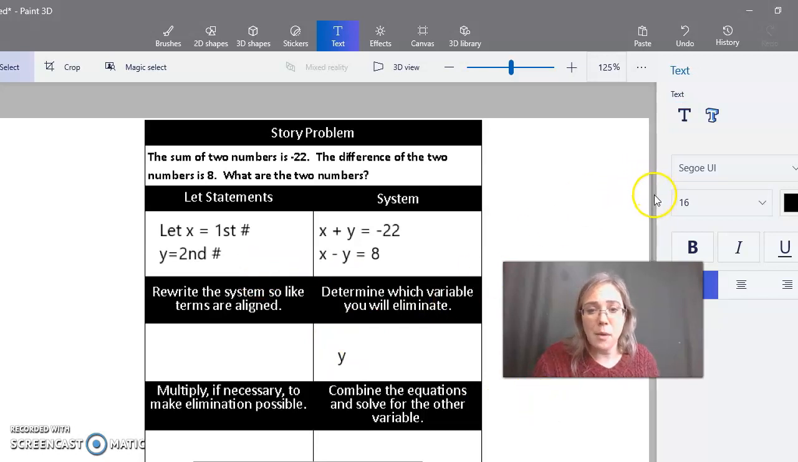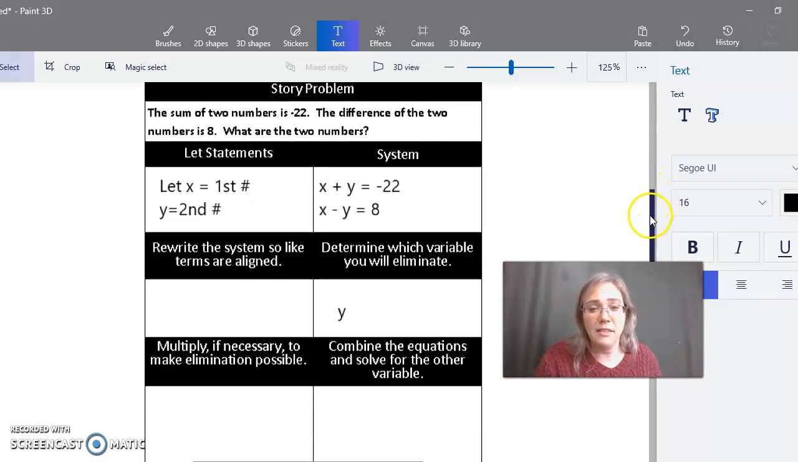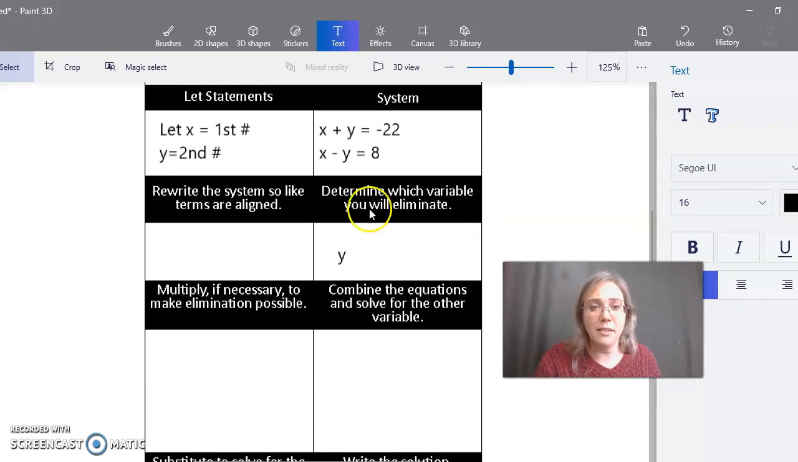For this next step, if we were doing x, let's say I decided to choose x here, I would have to multiply one of these all the way through by a negative so that one of these would be negative x. In this case, I don't have to do this. We'll see an example where we do in the next example.